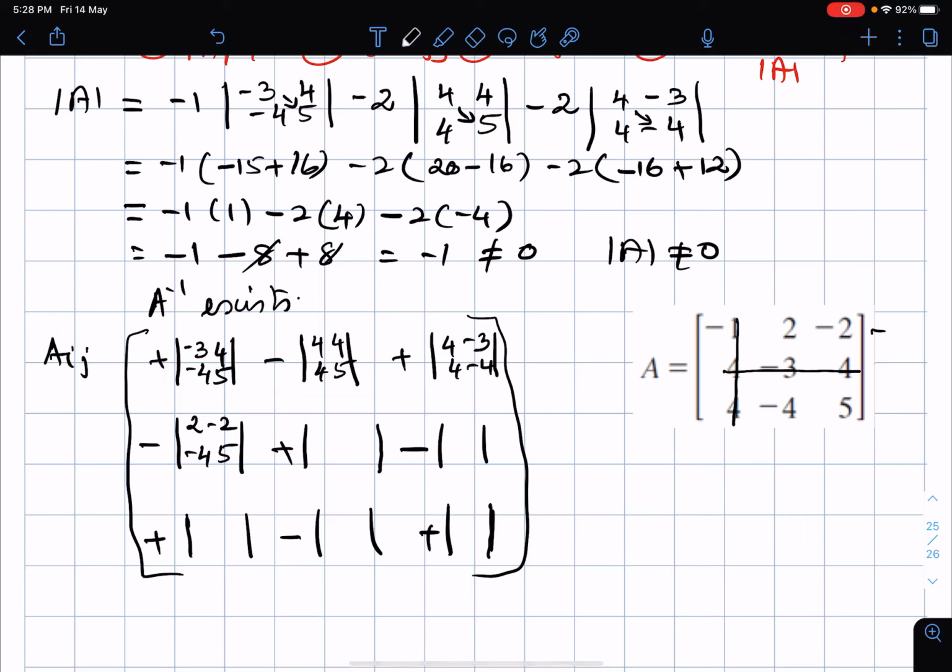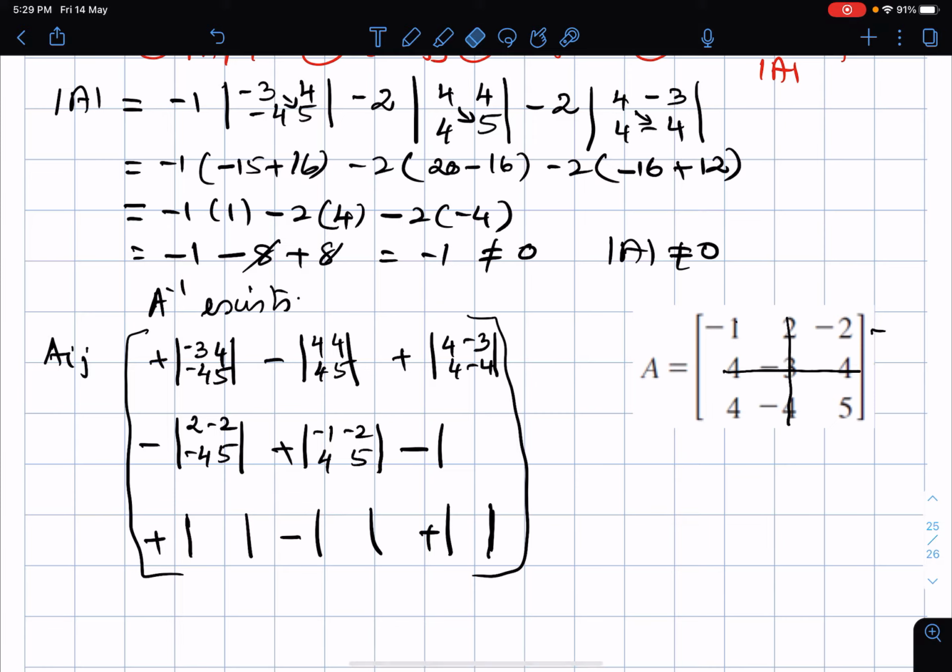So for the second one, it is not going to be the first column, it is going to be the second element, second column, second row as it is. So what are the elements you are going to get within this determinant? Minus 1, minus 2, 4 and 5.